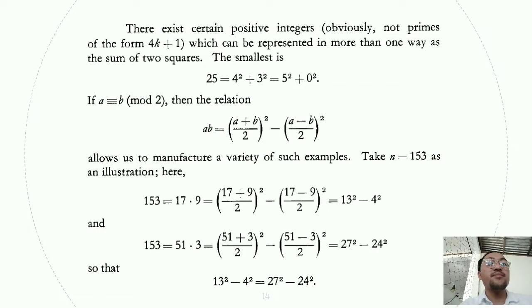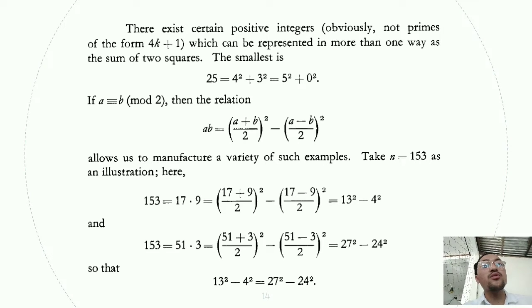There exist certain positive integers, obviously not primes, of the form 4k plus 1, which can be represented in more than one way as the sum of two squares. The smallest is, for example, 425, which equals 4 squared plus 3 squared, and can also be 5 squared plus 0 squared. If you simplify 4 squared and 3 squared, we have 16 plus 9, and with 5 squared plus 0 squared, that would be 25 plus 0.